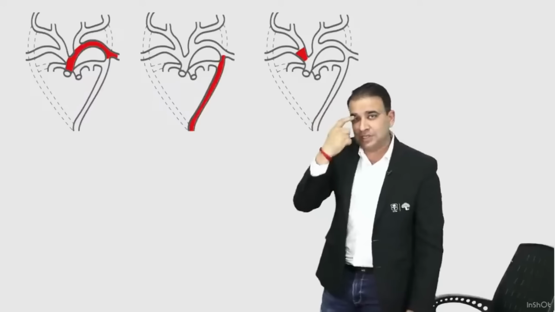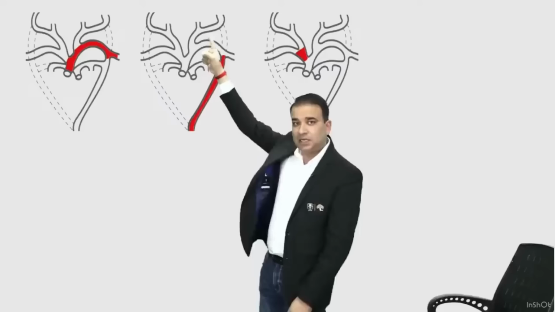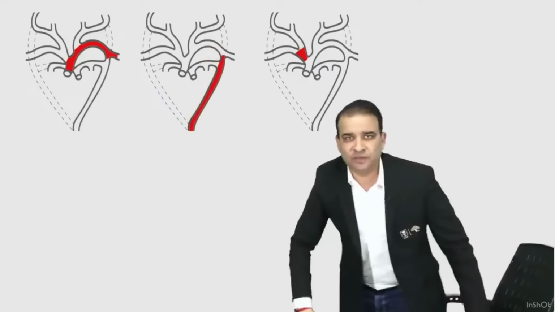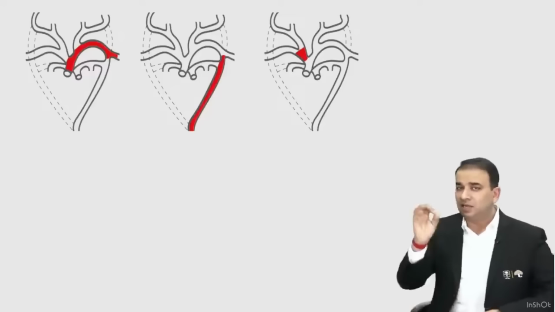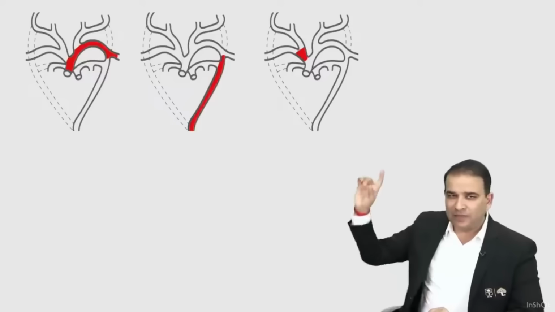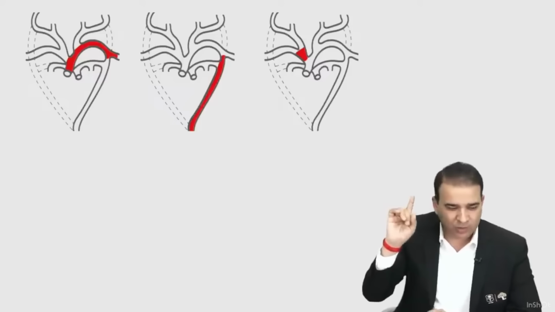But for the sake of discussion, we are taking only three here: the third arch artery, the fourth arch artery, and the sixth arch artery. Forget the fifth, it will disappear anyway. So we are looking at the third, fourth, and sixth arch arteries. Now please look at the first picture, guys. Just focus on the first image.